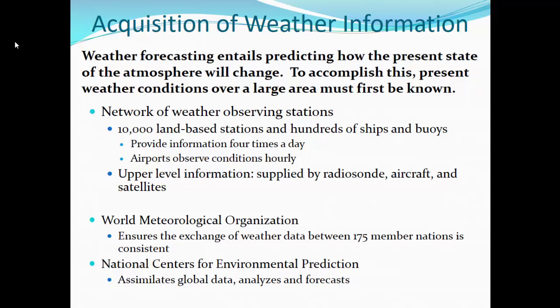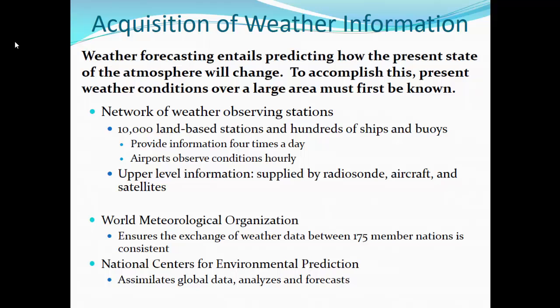There's a massive network of weather observing stations, land-based stations, ships, and buoys. They all provide information multiple times a day, maybe even as much as hourly or quarter hourly. Of course, airports have those observations as well. We get upper-level information supplied by radiosondes, which are just instruments tied to weather balloons. Aircraft and satellites give us all that.